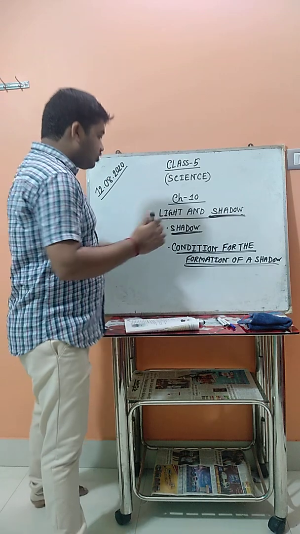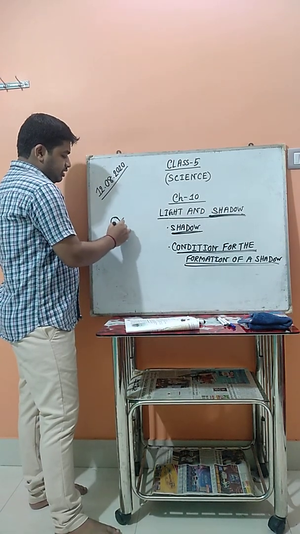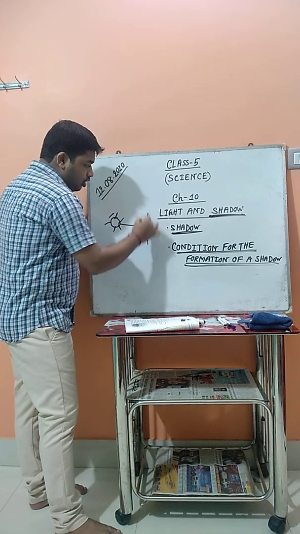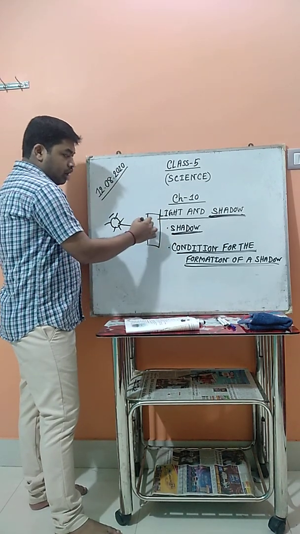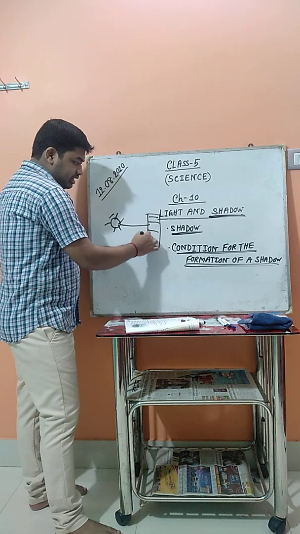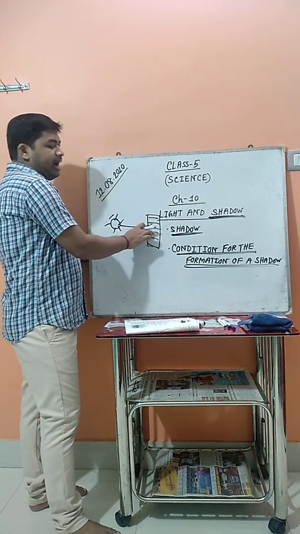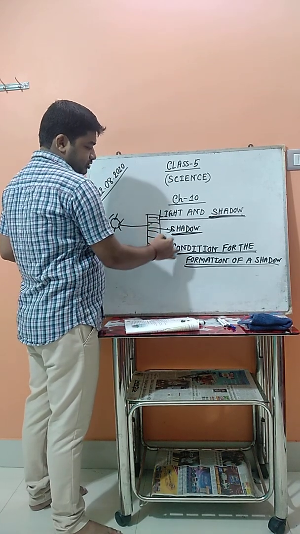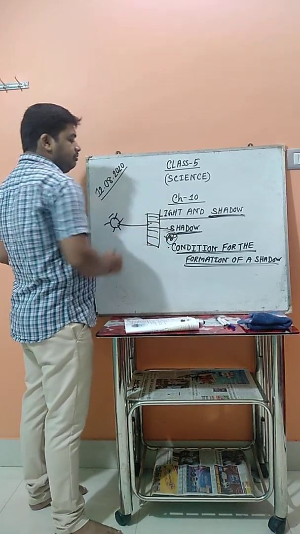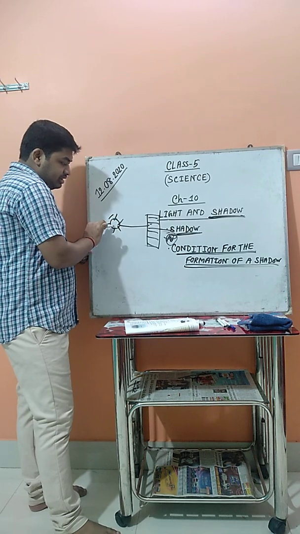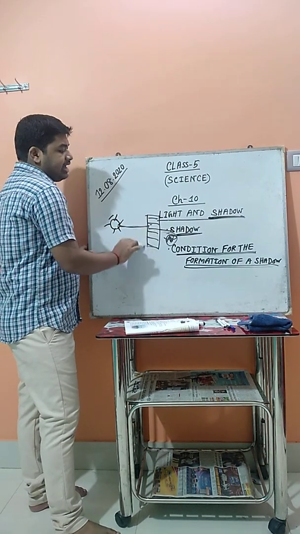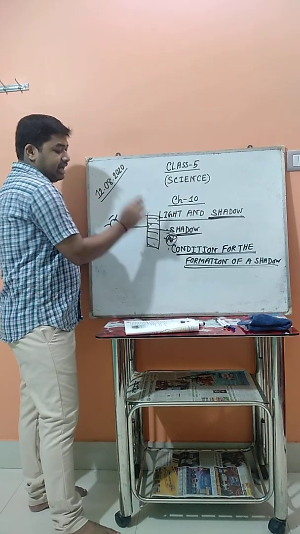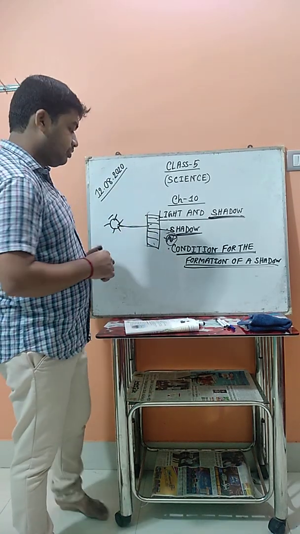What is the meaning of path of light? Suppose the rays are coming out from the sun, and here an object is located. This object is an opaque object, so the light cannot pass through it. The shadow is formed in the opposite direction of the object. Suppose here the shadow is formed. So in this way, when the light is obstructed by an opaque object, the shadow is formed in the direction opposite to the source of light.